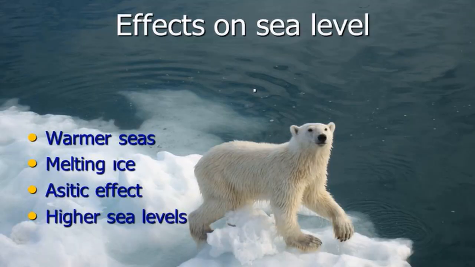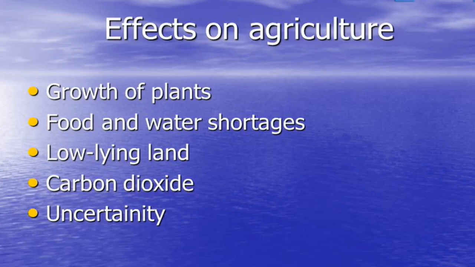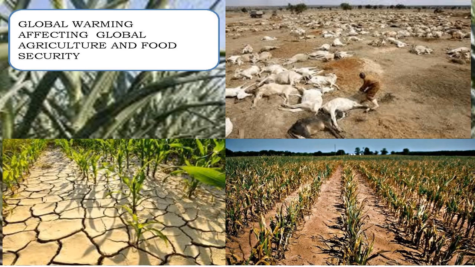Effects on sea levels: warmer temperatures, melting ice, acidic effects, and higher sea levels. Effects on agriculture: growth of plants, food and water shortages, low-lying land, carbon dioxide and uncertainty. Global warming is affecting global agriculture and food security.